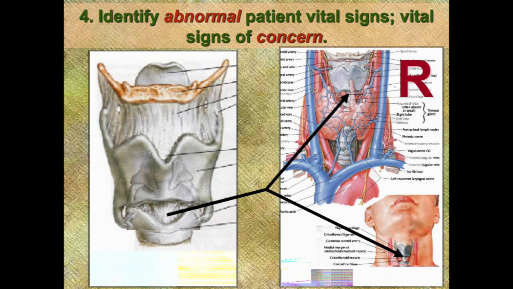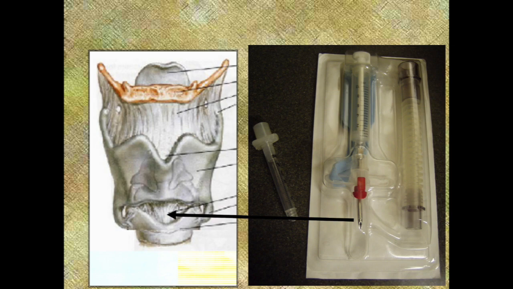Fortunately, there's not any major blood vessels or thyroid tissue in the way. And that's what that kit looks like. It's like a 12 gauge needle that you would puncture through and then hook your bag valve mask up to it.